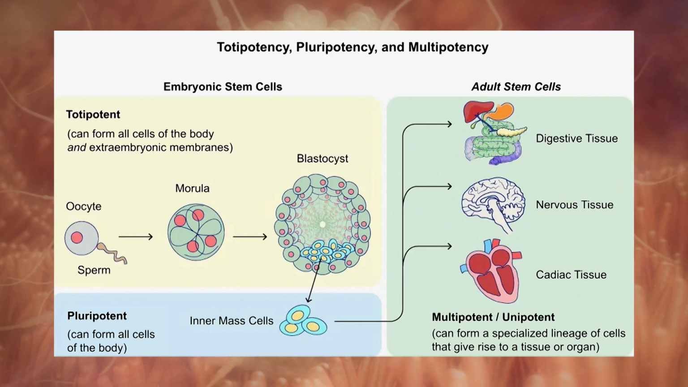Dear students, moving on to classification and potency. Stem cells are classified as totipotent, that is the zygote; pluripotent, the induced pluripotent cells; multipotent, adult stem cells like mesenchymal stem cells; and unipotent, like spermatogonial stem cells.